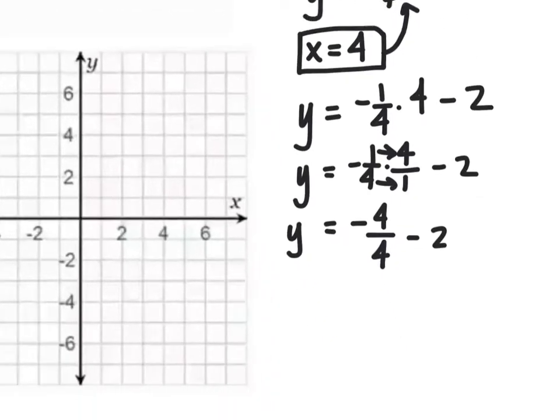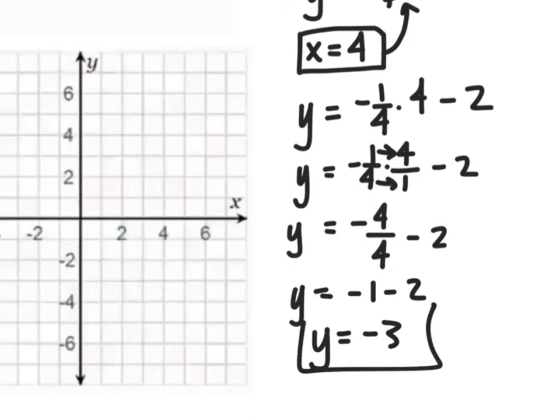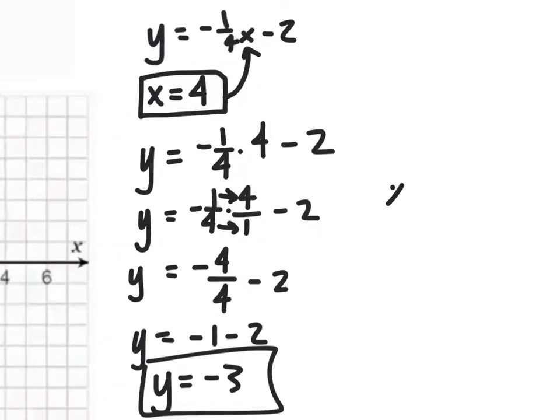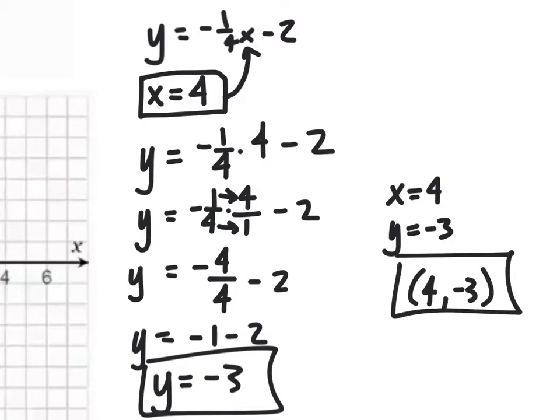So to continue doing the math, I've got y equals. Now negative 4 divided by positive 4 gives me negative 1. So I've got negative 1 minus 2, and then negative 1 minus 2 is just negative 3. So I've solved for y, and that's equal to negative 3. So I have my solution here as x equals 4, and then y equals negative 3. So that's the point 4 comma negative 3, and that's my solution.